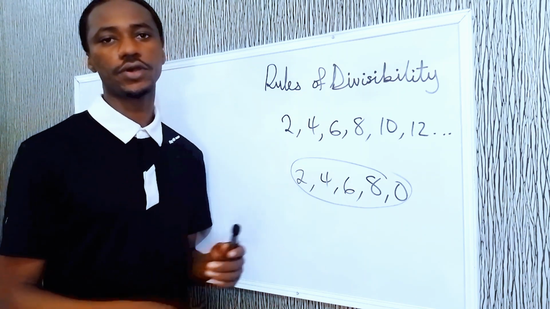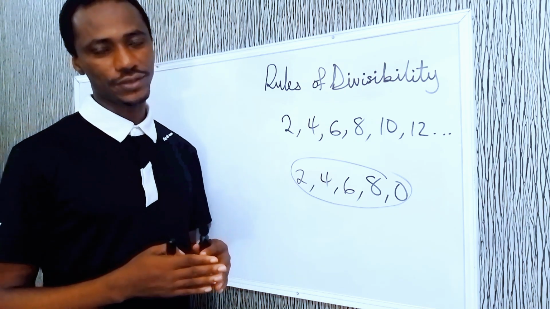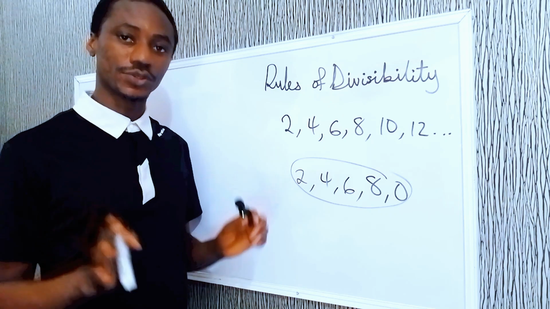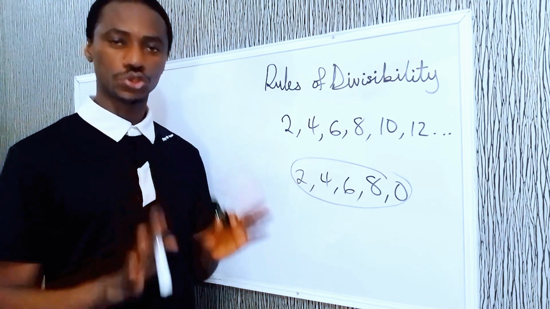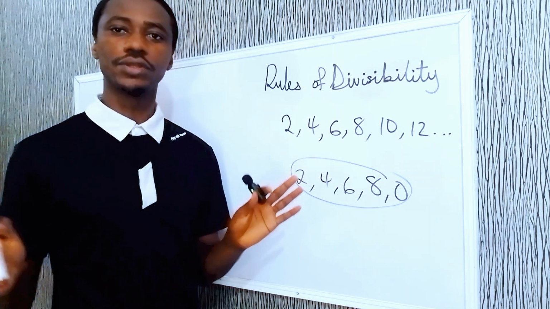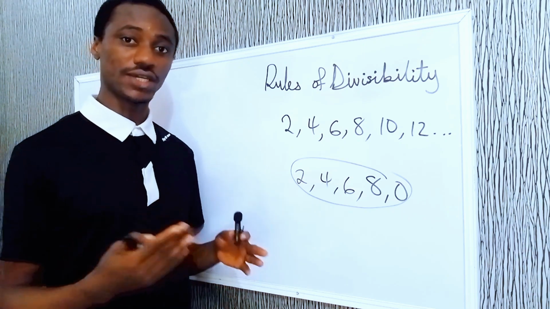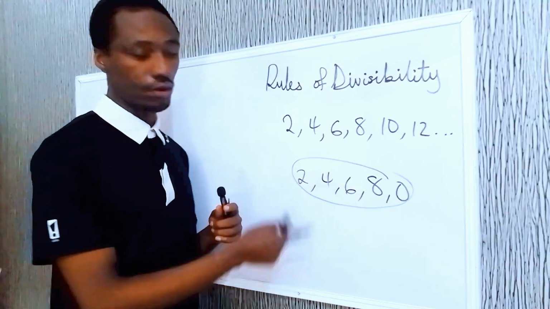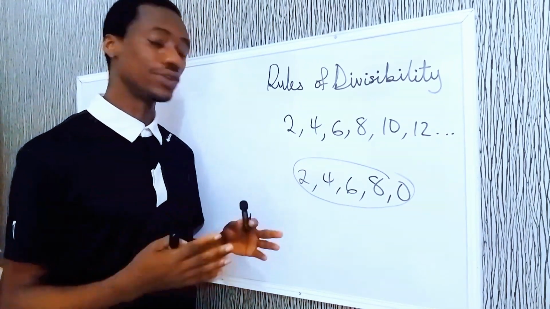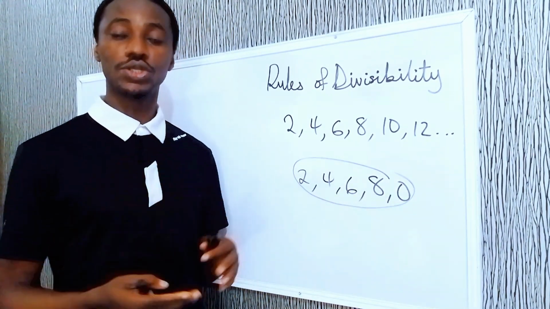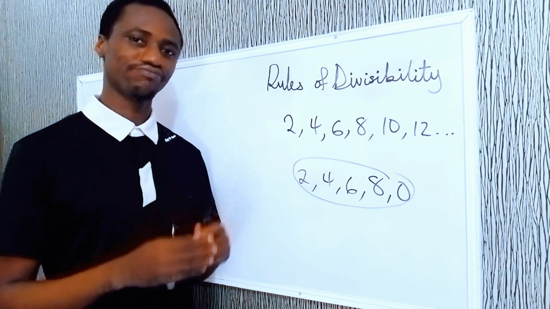So what's the rule for divisibility of 2? A number is divisible by 2 if it's an even number. That's it. So as long as that number is an even number, you know the number is divisible by 2. And I've just given you something that will help you to identify these even numbers. All right, what's that? You check if the number ends with 2 or 4 or 6 or 8 or 0. So if the number ends with any of those digits, you know the number is even, and as such the number is divisible by 2. Easy peasy.